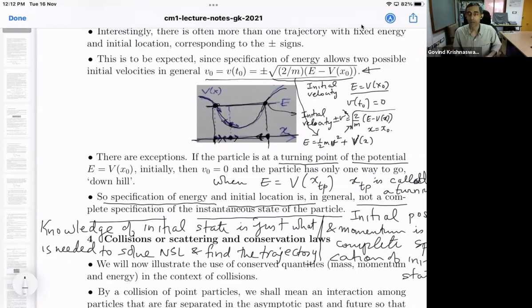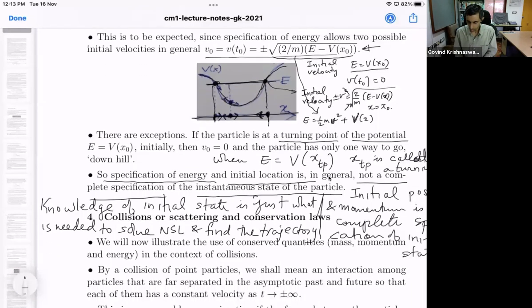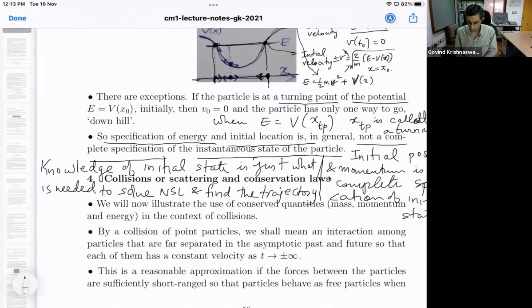All right. If not, I want to devote a little bit of time now, some of this lecture, to another illustration of the use of conserved quantities, but in a very different context, namely in the context of collisions or scattering of particles. So a brief introduction to what we mean by that.